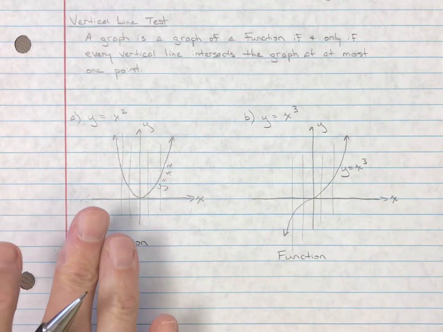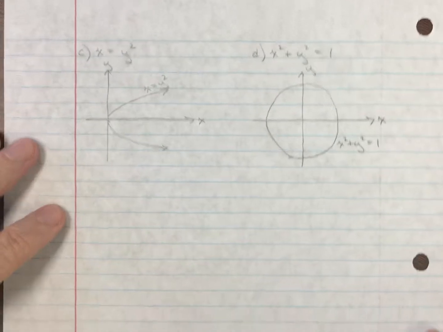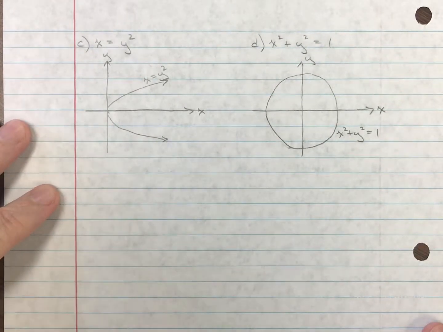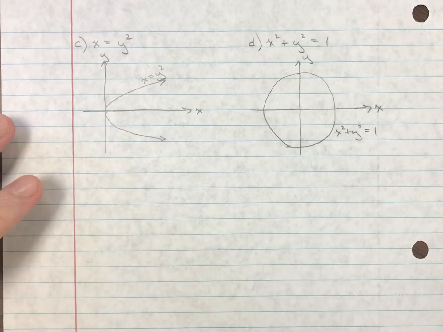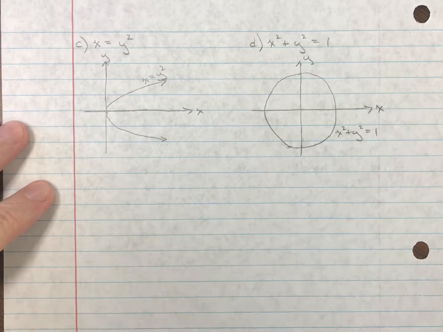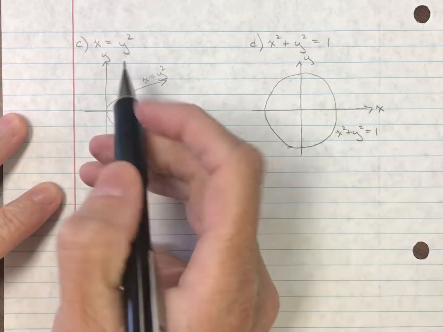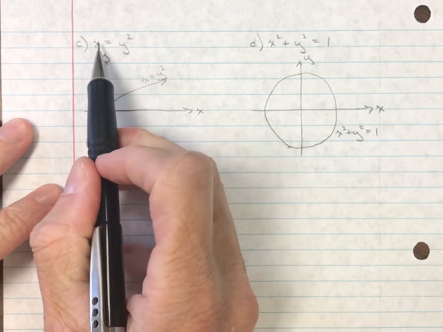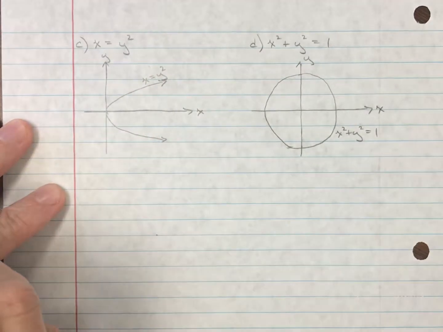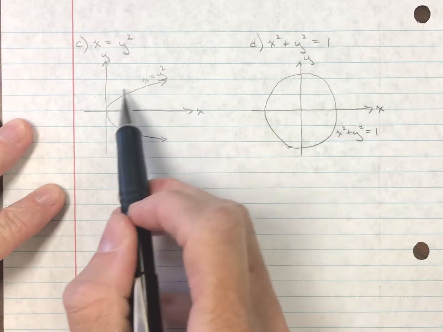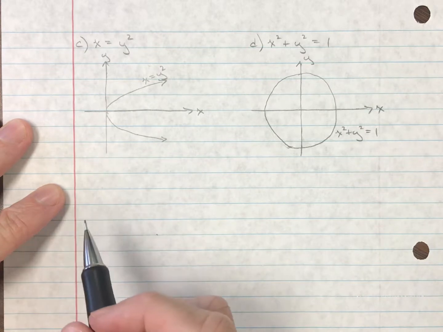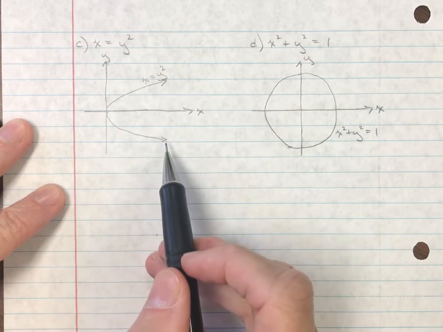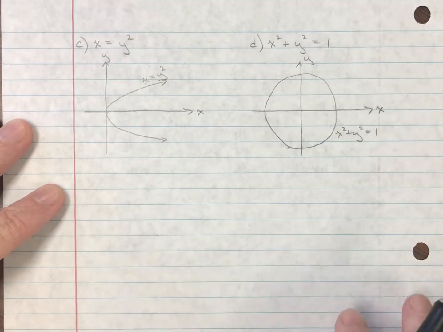Okay, I needed more space, so I turned my paper over, and we'll look at these last two examples. As you might imagine, they're not going to be graphs of a function, because I showed you two that were. Here's the relation x equals y squared. Okay, and this is how it graphs. It graphs like this. It's a parabola that opens to the right.